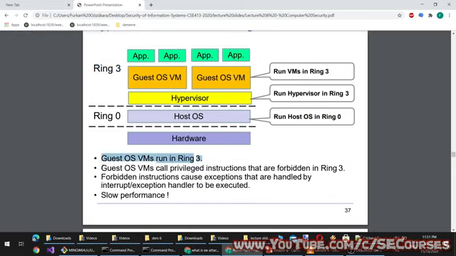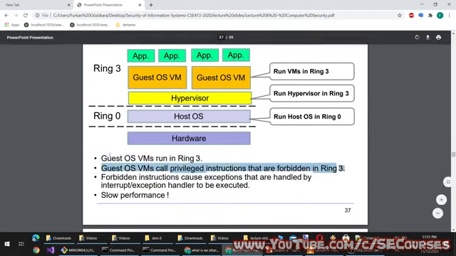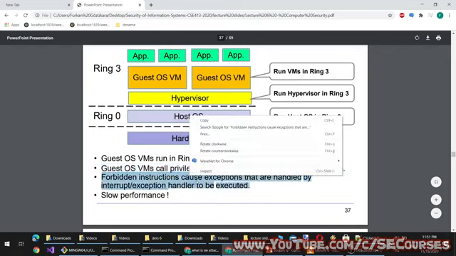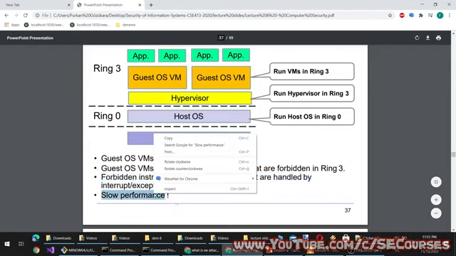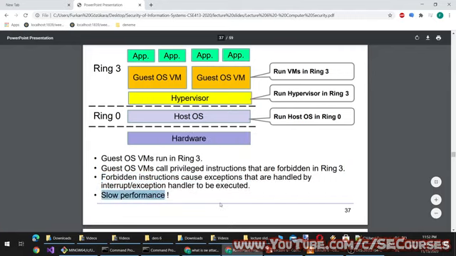Guest OS VMs run in ring 3. Guest OS VMs call privileged instructions that are forbidden in ring 3. Forbidden instructions cause exceptions that are handled by an interrupt exception handler to be executed. Slow performance.